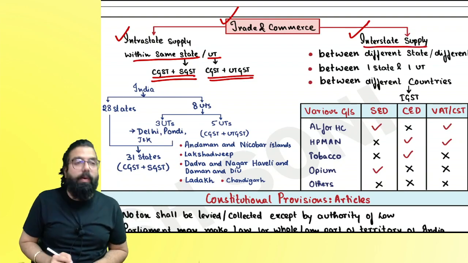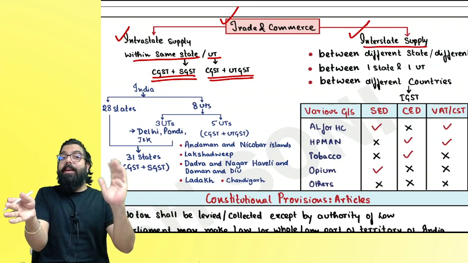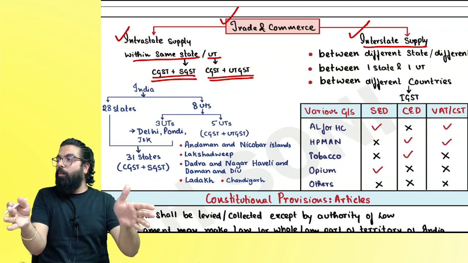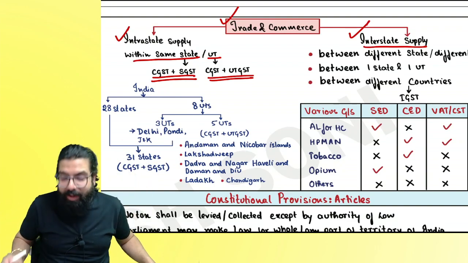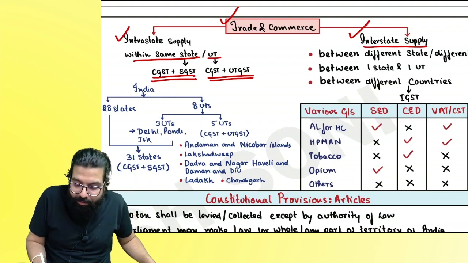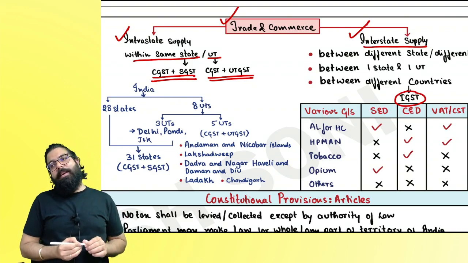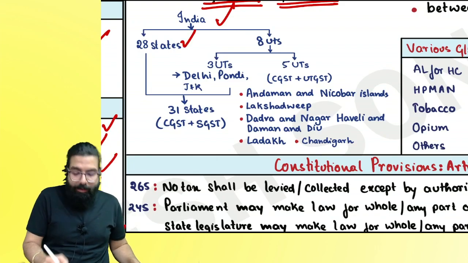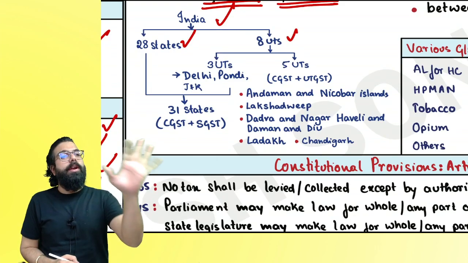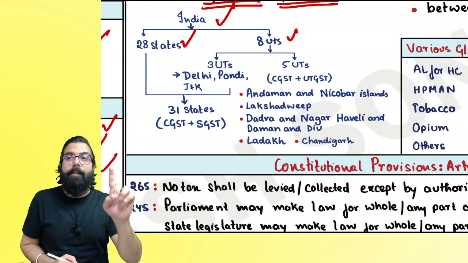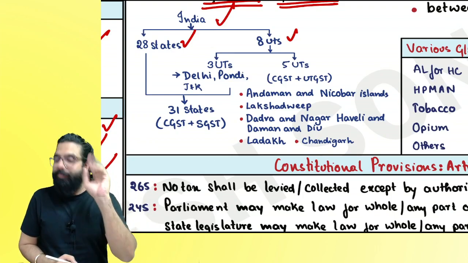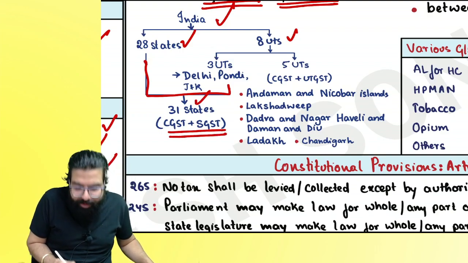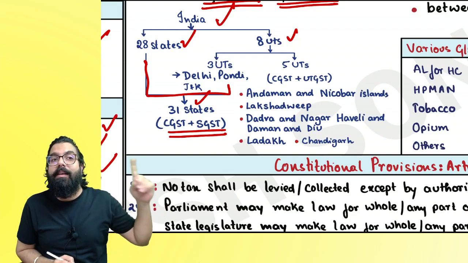What is interstate, everyone? Whenever the location of supplier and place of supply are in different states, different UTs, one state and one UT, or two different countries like import and export, then what will always be levied, everyone? IGST. Remember, in India, how many states are there, everyone? 28 states and 8 union territories. Union territories with legislature are Jammu and Kashmir, Puducherry, and Delhi, and they are considered as what? State. Whenever a transaction happens within a state, we will charge CGST and SGST.